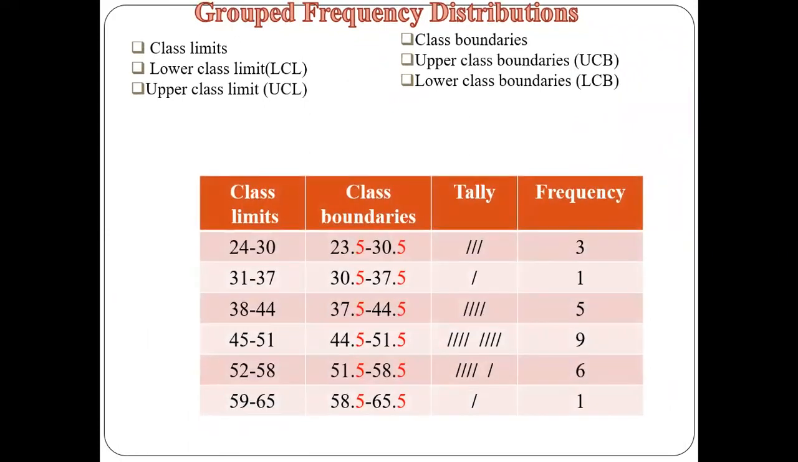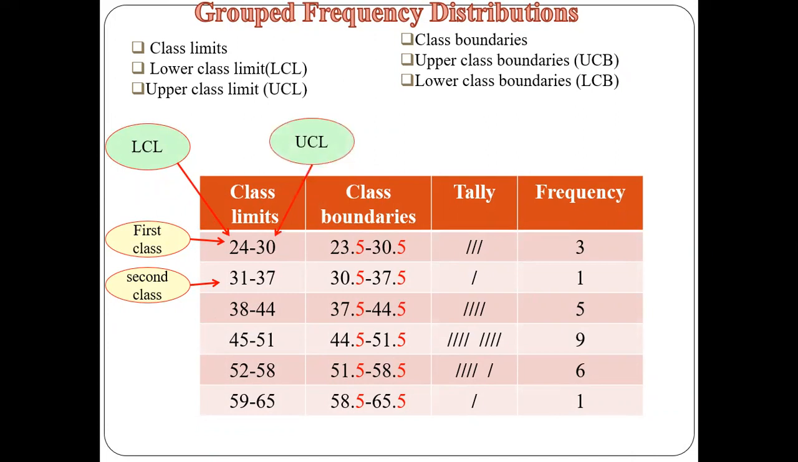Next is an example of a group frequency distribution. We have the table given. From this example, we can identify the first class, which is from 24 to 30, and that's the second. From the first class, 24 is the lower class limit and 30 is the upper class limit.